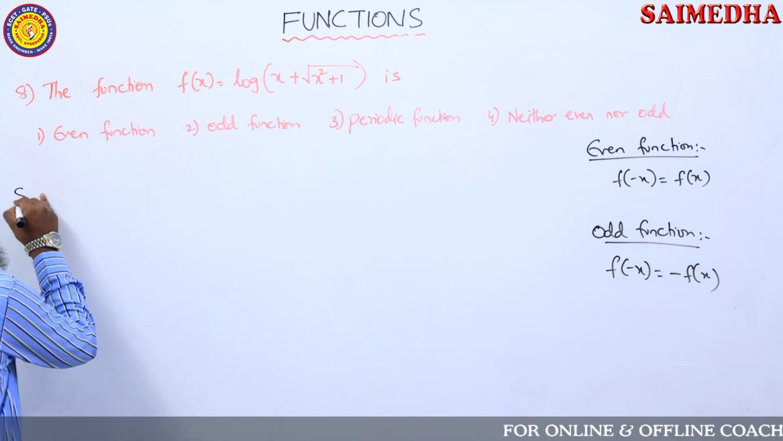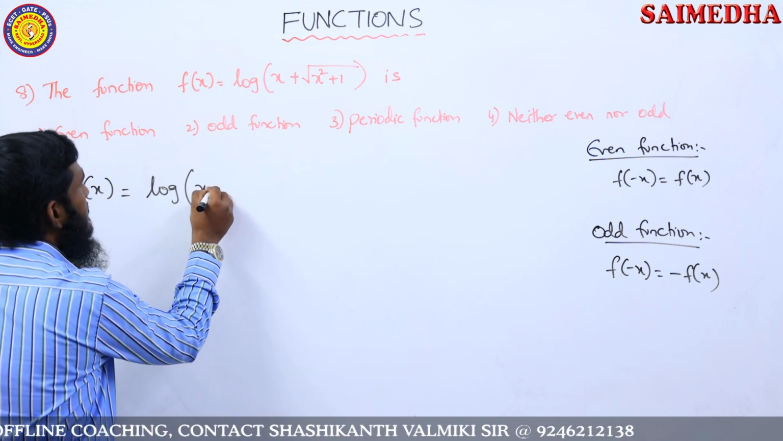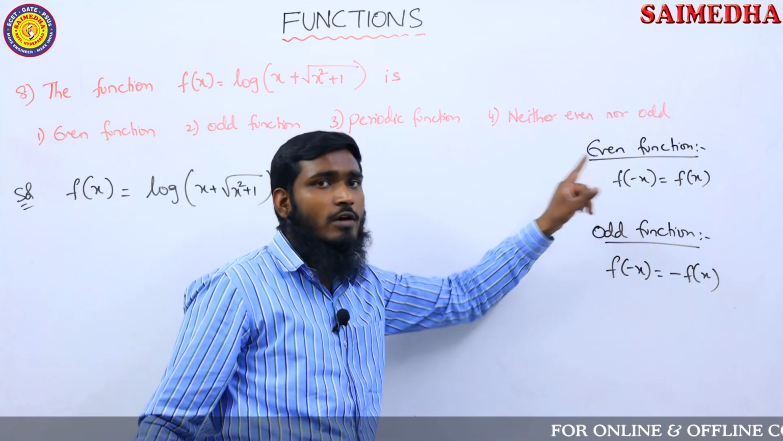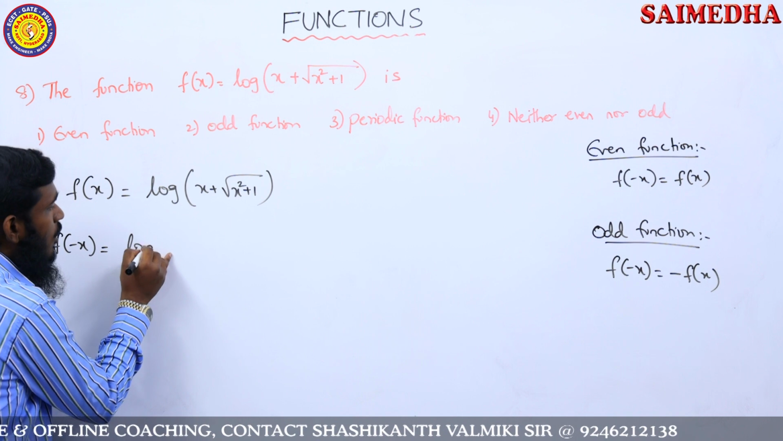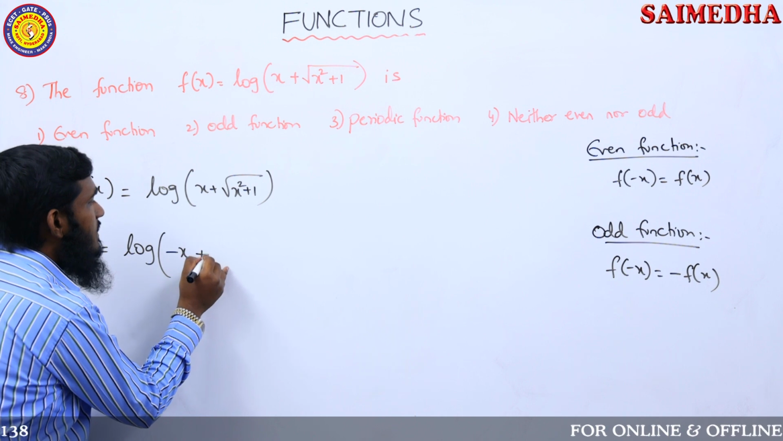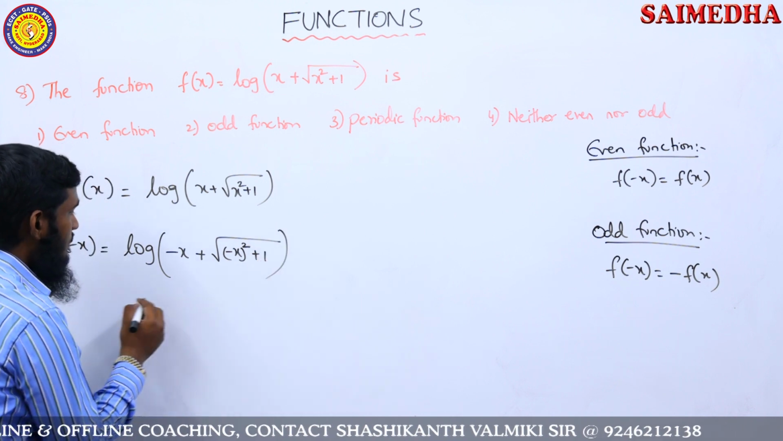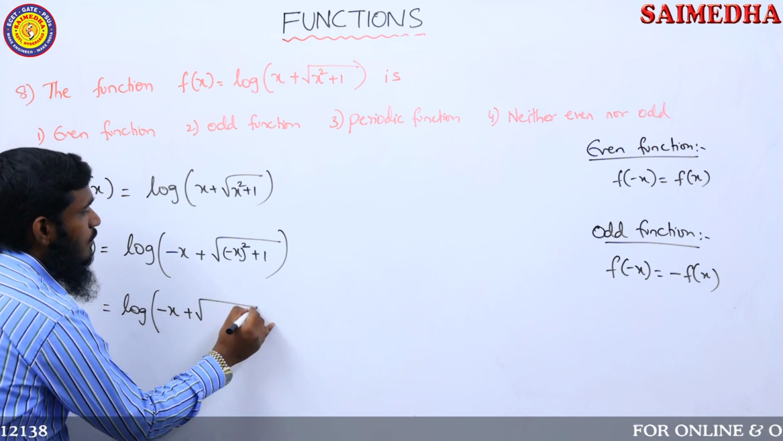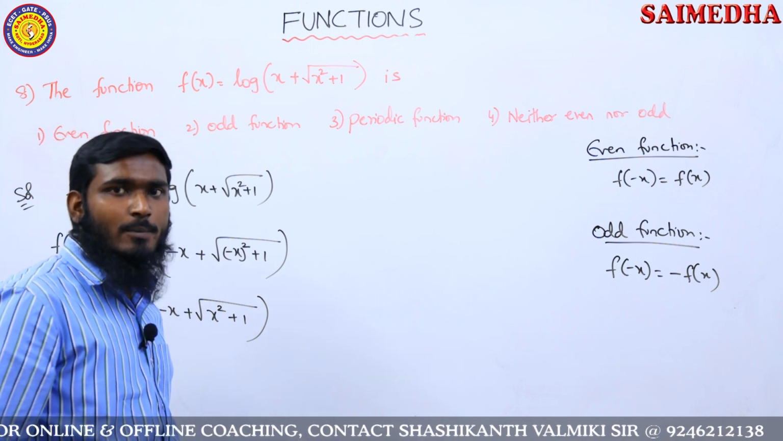Now let us write the question over here. The function given is f(x) = log(x + √(x² + 1)). In the place of x we write -x, so f(-x) = log(-x + √((-x)² + 1)), which equals log(-x + √(x² + 1)), since (-x) whole square is x square. Understood? Up to here we have completed.